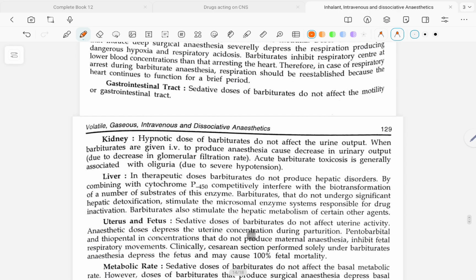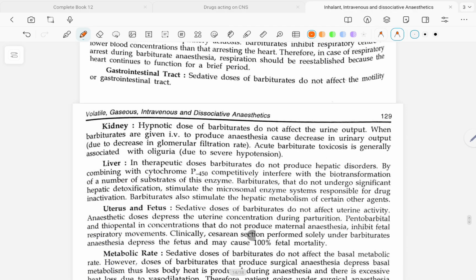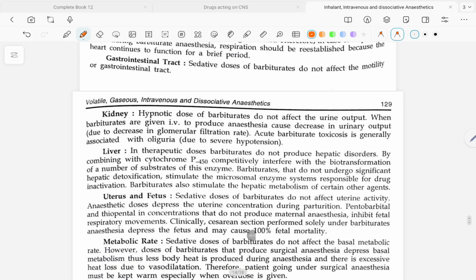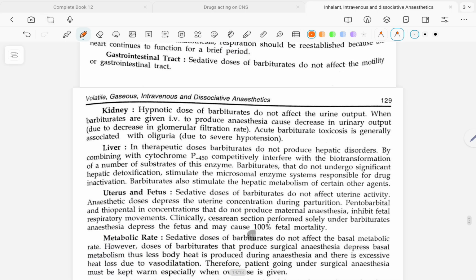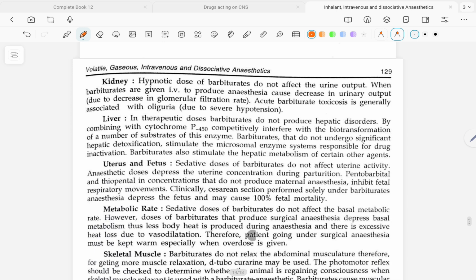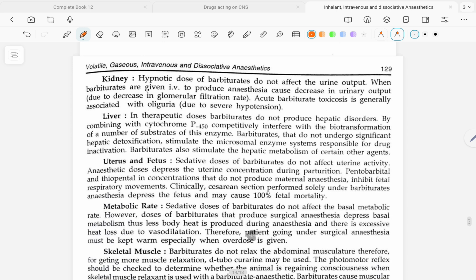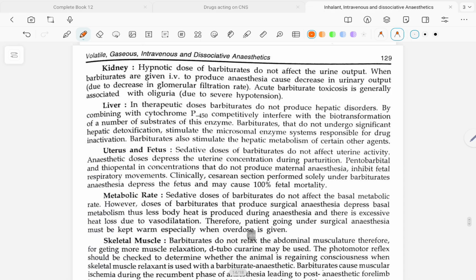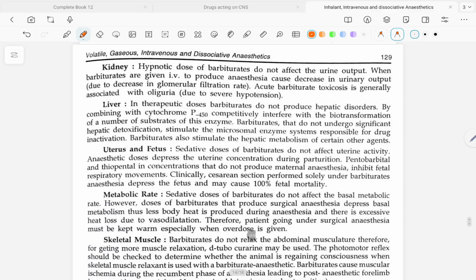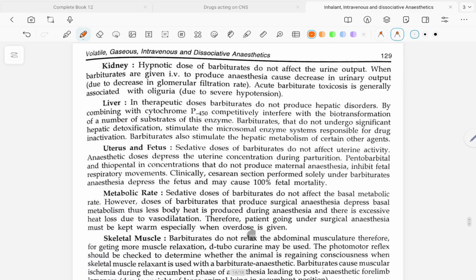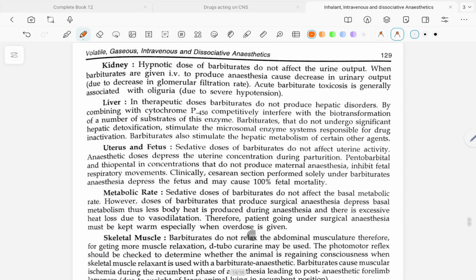Gastrointestinal tract. Sedative doses of barbiturates do not affect the motility of the gastrointestinal tract. Kidney. Hypnotic doses of barbiturates do not affect the urine output. When barbiturates are given IV to produce anesthesia, they cause a decrease in urinary output due to a decrease in glomerular filtration rate. Acute barbiturate toxicosis is generally associated with oliguria due to severe hypotension.